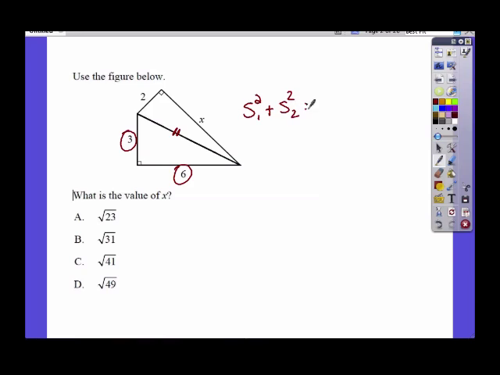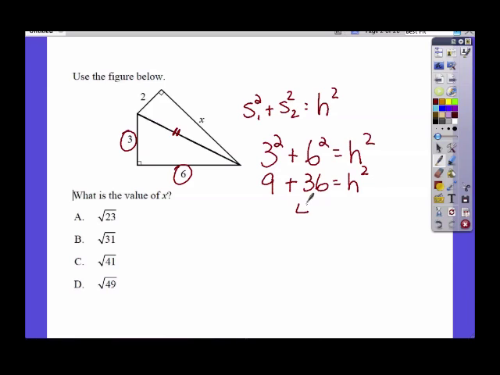Now, keep in mind that we're going to be using the formula side squared plus side squared is equal to the hypotenuse squared. So in the first triangle, the one with the numbers circled, we have 3 squared plus 6 squared. Those are the legs. And that's going to give us 9 plus 36 equals h squared, which gives us 45. Now, the opposite of squaring a number would be to take the square root of it. So if we take the square root of both sides of the equation, we're left with h is equal to the square root of 45.